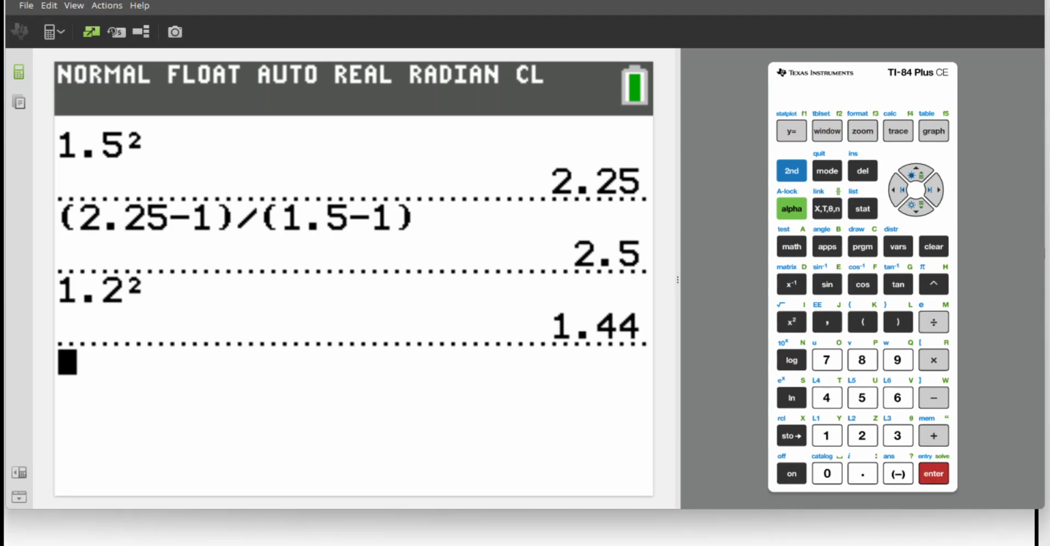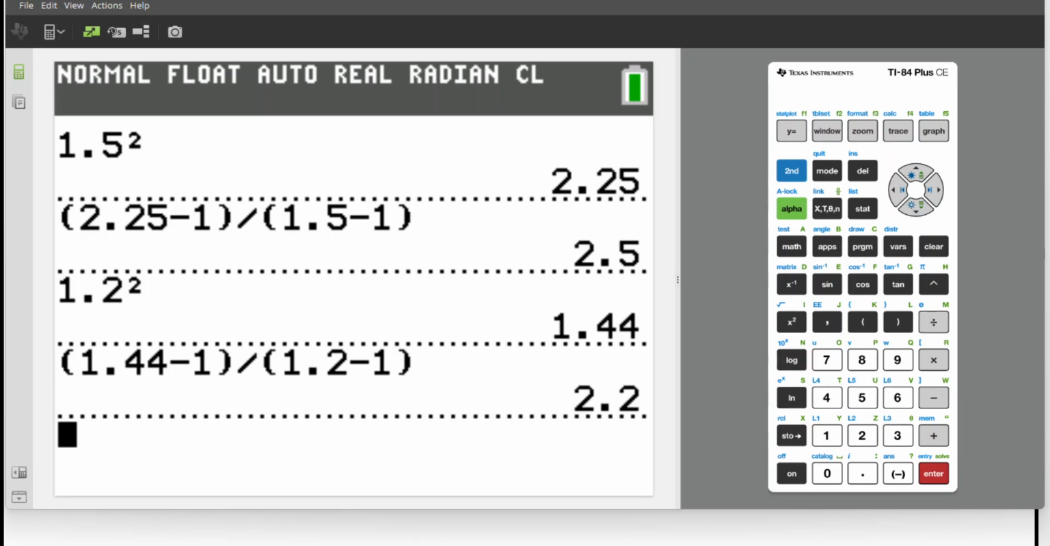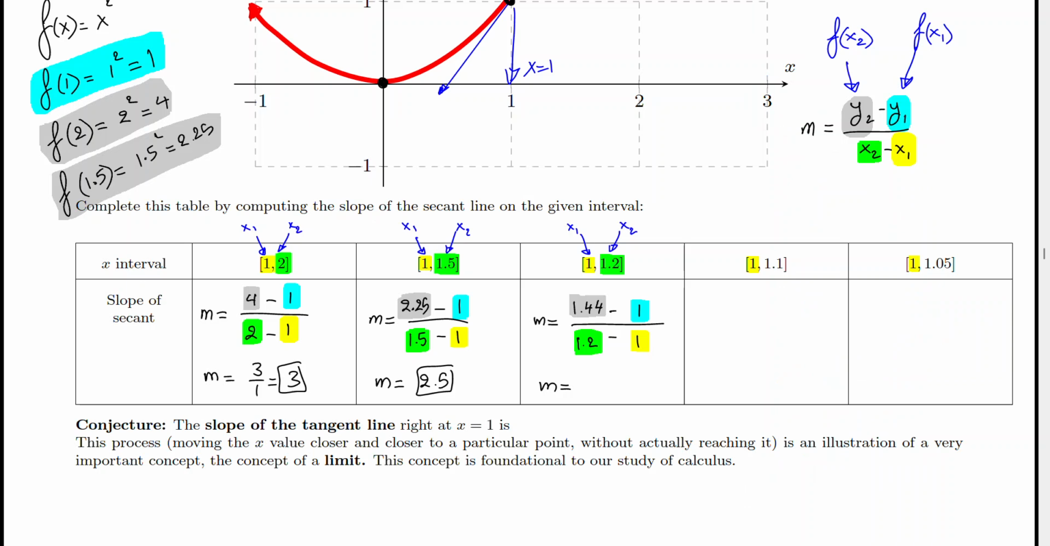So it's 1.44. Great. So we put that in the numerator. And now we are ready to estimate the value of the slope of the secant line. So this is not exactly the tangent line. It's the secant line. So let's see. Calculator time again. And according to my calculator, the number should be 2.2. So great. Let's put that in our notes. So 2.2 is the next slope.